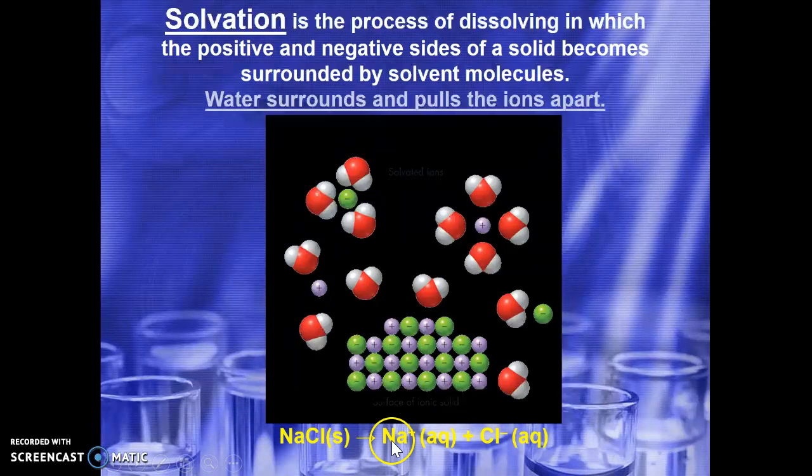So notice how we've got Na plus, and Aq means it's dissolved in water, Cl minus, Aq meaning it's dissolved in water. And just like you modeled in the lab, the chloride ions become surrounded by water, but they're surrounded by the positive hydrogen end of water. The positive sodium ions become surrounded by water, but they're attracted to the negative oxygen side. And I'm going to show you an animation of this happening.